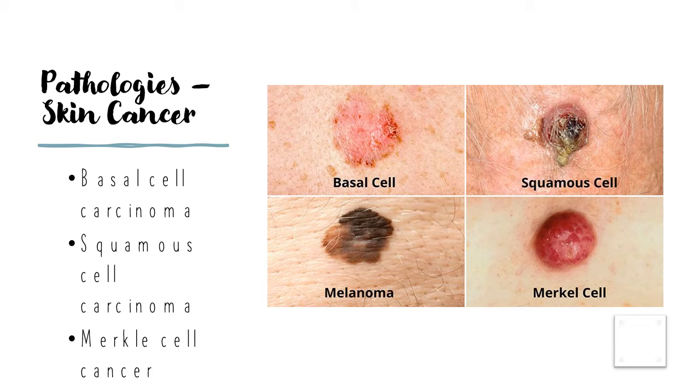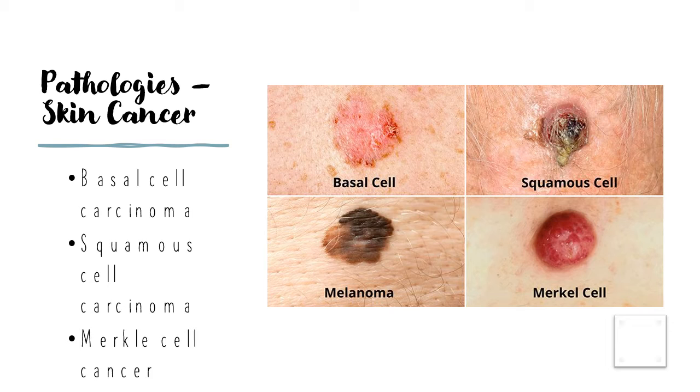Basal cell carcinoma begins in the basal cells, and it is the most common form of skin cancer. Squamous cell carcinoma is the second most common form of skin cancer, and it is caused by an uncontrolled growth of squamous cells. Merkel cell cancer is rare and appears as a bluish-red nodule. It develops mostly in older people.